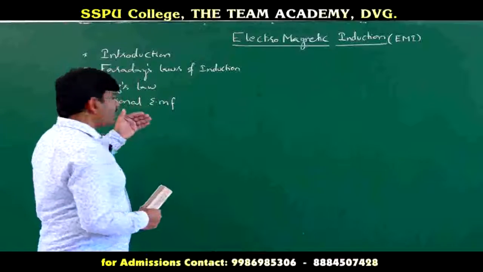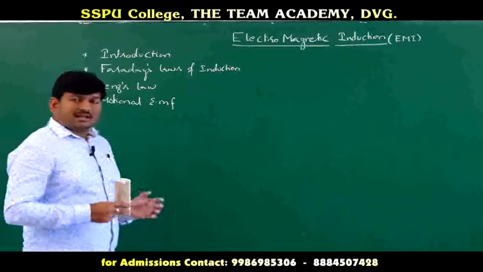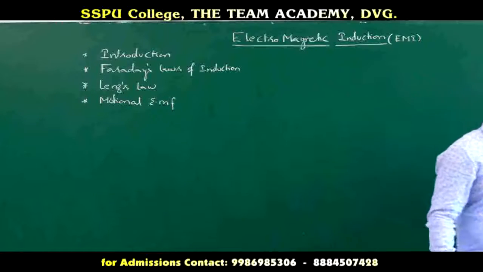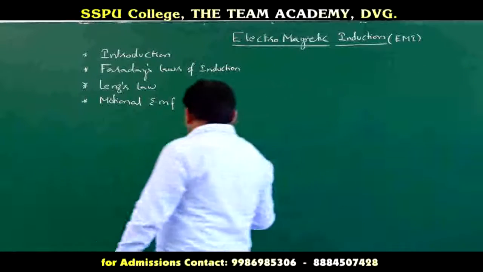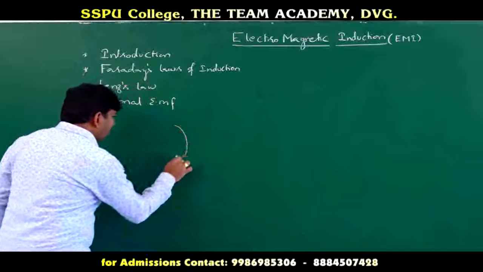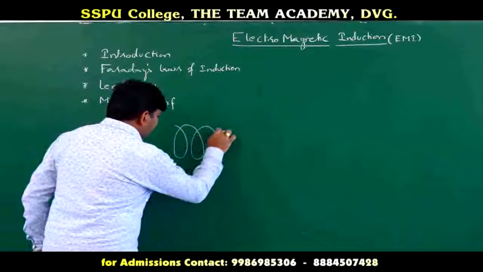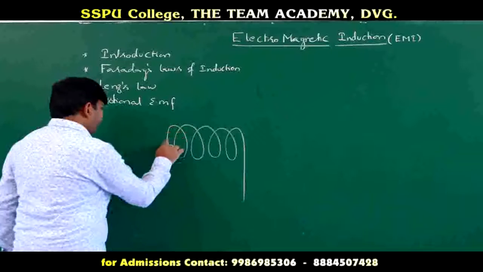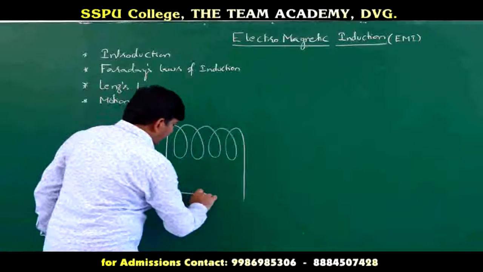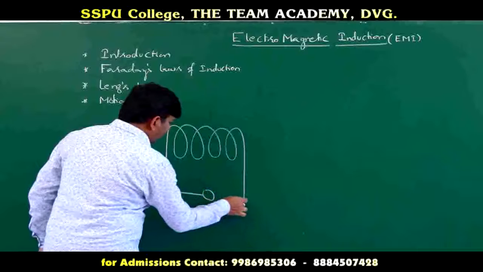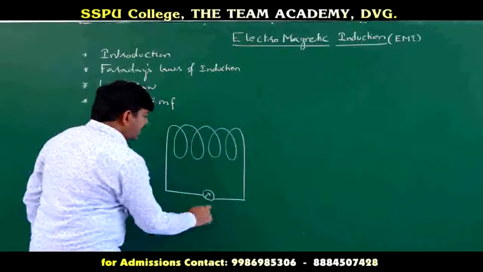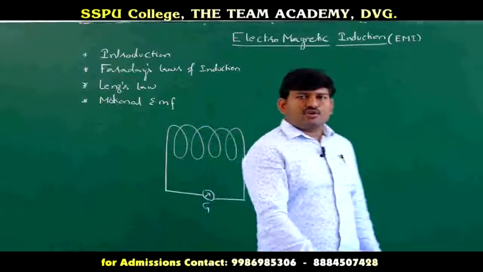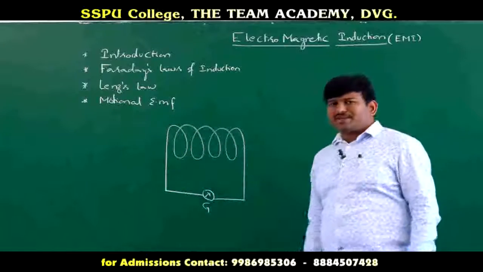So first we will discuss some of the experiments carried out by Michael Faraday. What he did, we will see here. First he has taken a coil. This is a coil, and this coil is connected to a galvanometer. What is a galvanometer? A galvanometer is a current sensitive device, and it is used to measure very small currents of the order of microampere, or 10 power minus 6 ampere.